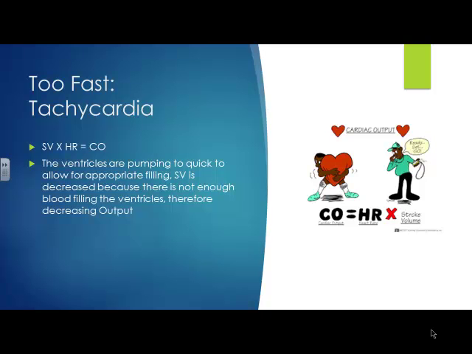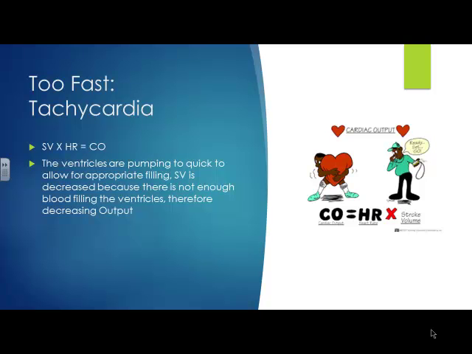Totally defeats the purpose of the atrial kick and the AV node holding up to allow ventricular filling because we're beating so fast. Which explains why the body tries to compensate in shock, especially hypovolemic shock, when we start having less preload coming in, because the heart's trying to put out what's coming in, but with minimal amounts coming in, it has to get as much out as it can. All right? Ventricles are pumping too quick to allow for appropriate filling. Stroke volume is decreased because there's not enough blood filling the ventricles, therefore decreasing output.